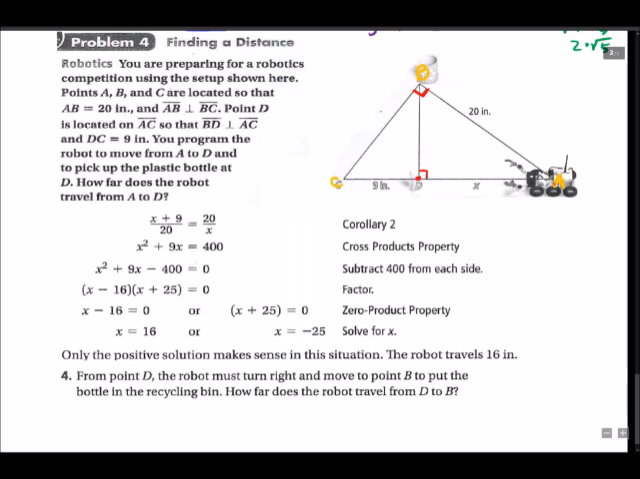I see a right triangle with an altitude to the hypotenuse, which means I have an altitude. I have leg 1, segment 1, leg 2, segment 2, and the entire thing here is a hypotenuse. So what are we trying to find? We are trying to find segment 2. Which of our equations uses segment 2?